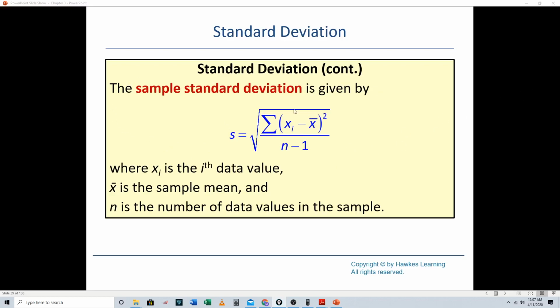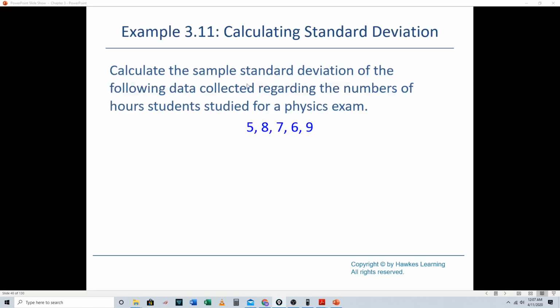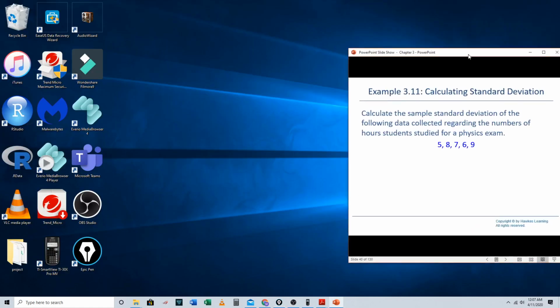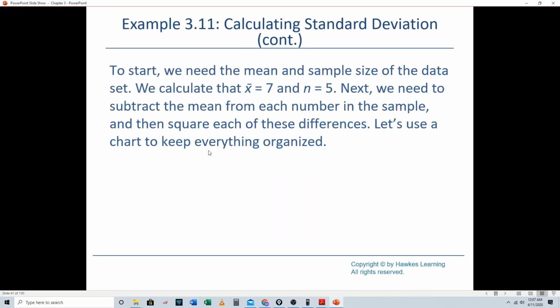All right. Sample standard deviation, that is the symbol, but if you use your calculator, you're going to see this symbol for sample standard deviation. S with a subscript x for sample standard deviation. All right, again, ignore the formula here. Now, it says calculate the sample standard deviation from the following data collected regarding the numbers of hours students studied in the field. So here we have 5, 8, 7, 6, 9. Let's just do a harder one.